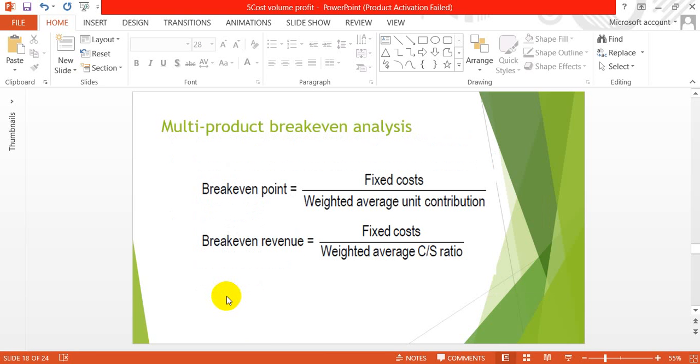We now look at multi-product break-even analysis. The formulas for break-even point changes slightly when it comes to multi-product break-even analysis. So the formula changes to fixed costs divided by the weighted average unit contribution. The break-even revenue formula also changes to fixed costs divided by the weighted average CS ratio.